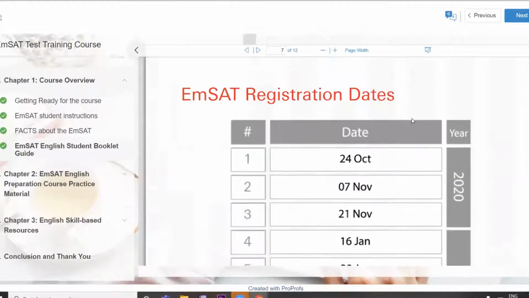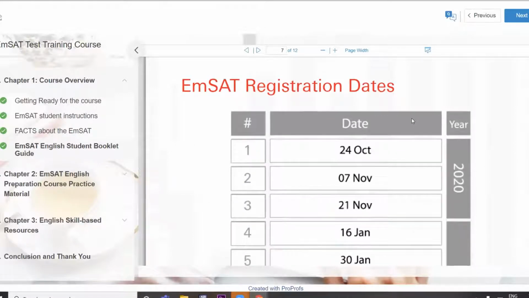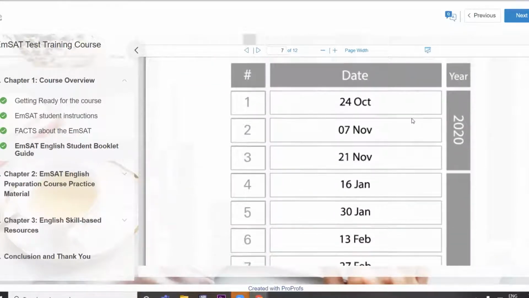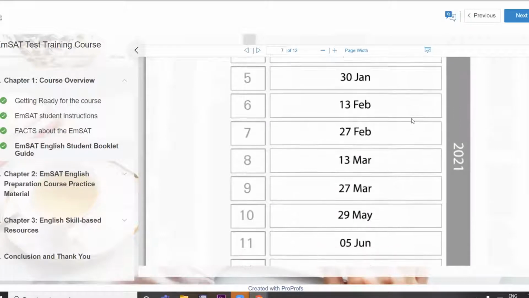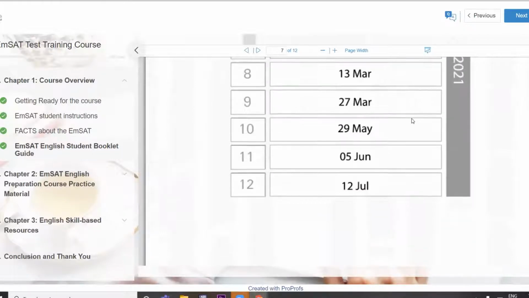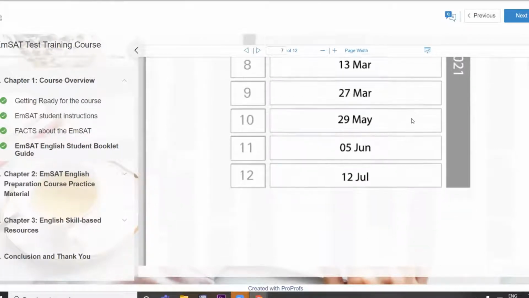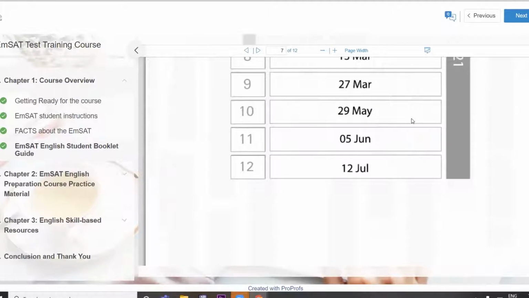Here are the EmSAT registration dates for the year 2021. For example, we are in May. The next date is supposed to be the 29th of May, but you said you have a test scheduled on the 24th of May. I wish you good luck, man.